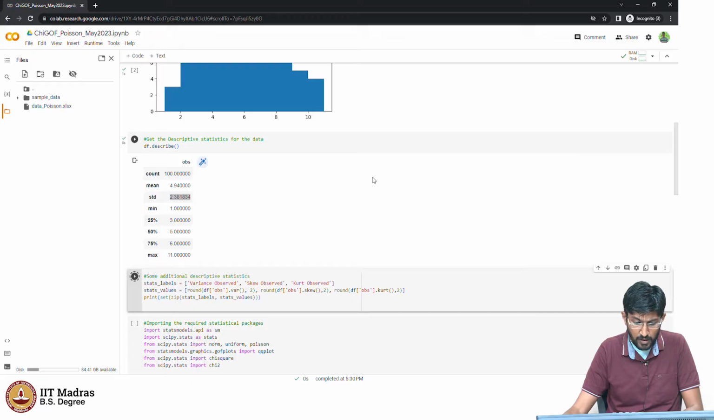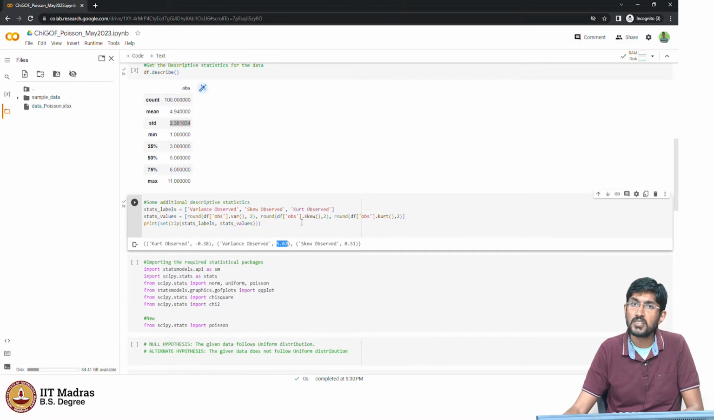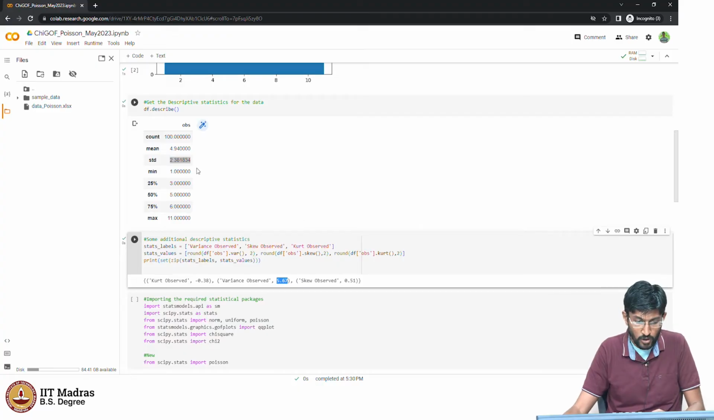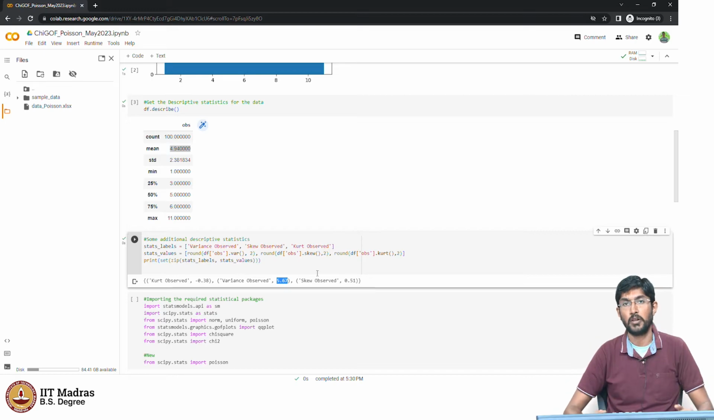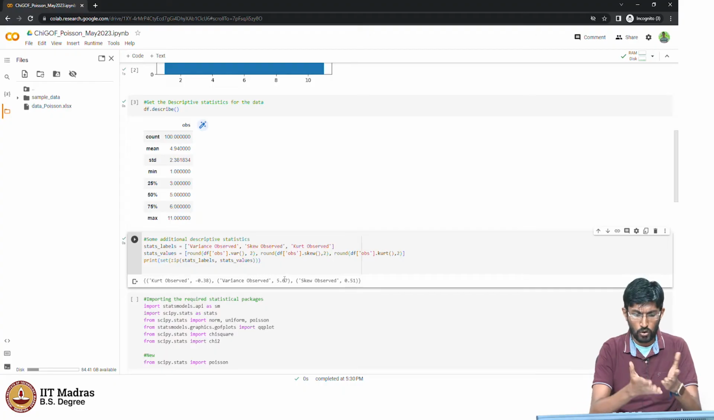And what is the variance? The variance is going to be 5.6, and only for a Poisson will the mean and the variance be very, very close to each other, right? So using my descriptive statistics, I can come to a conclusion: when the mean and the variance are so close, the mean is 4.9 and the variance is 5.6, I can say yes, this is coming from a Poisson distribution.